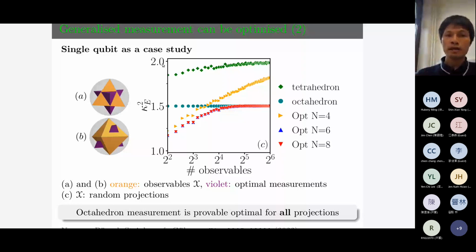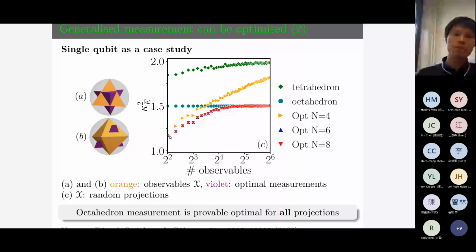Another example we consider here is random projection on the Bloch sphere. You take a number of observables here, 2 to the 3, so 6 of them, which are random projections, and you try to estimate these projections. You want to optimize the measurement so that this shadow norm is minimized.